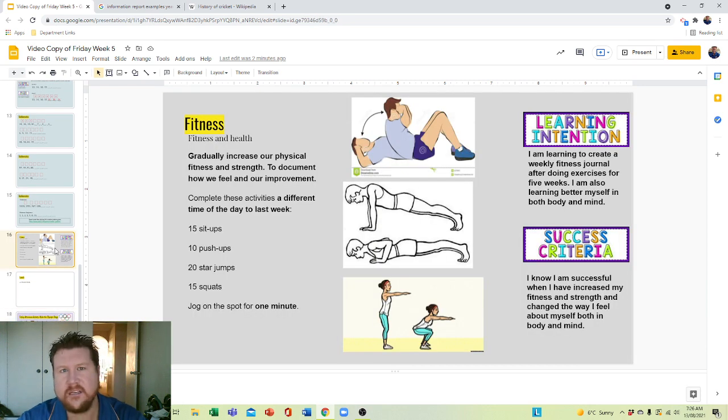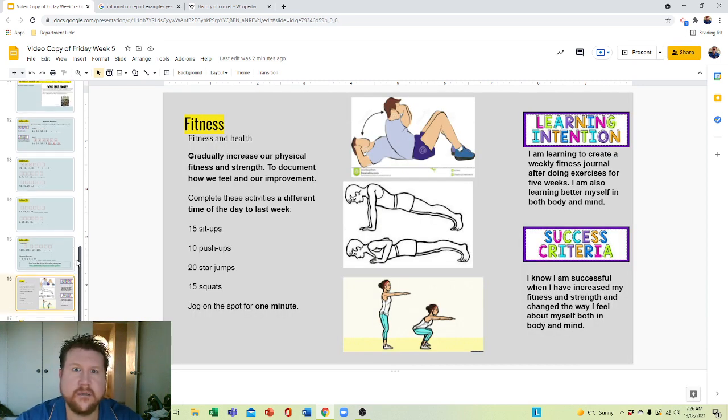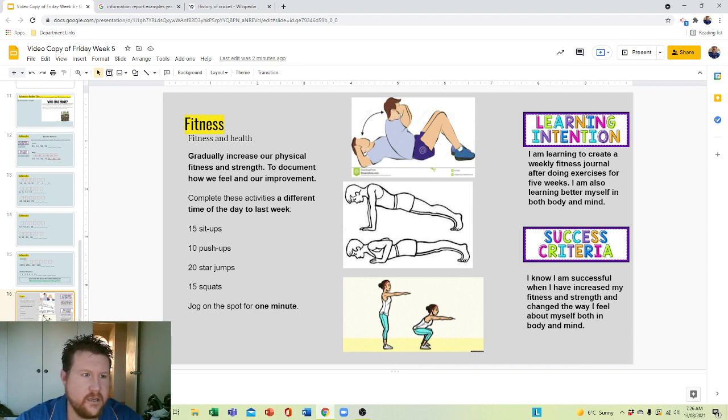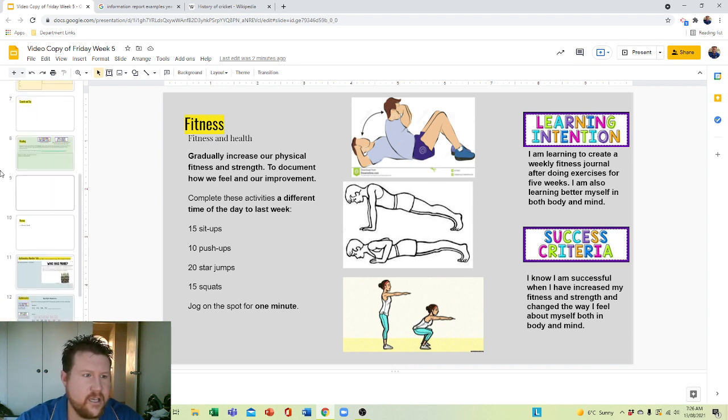And by the way, fitness, I don't mind when you do it. You can do it straight just before lunch, get the blood flowing, but if you feel like you need to get the blood flowing after reading, do it there.